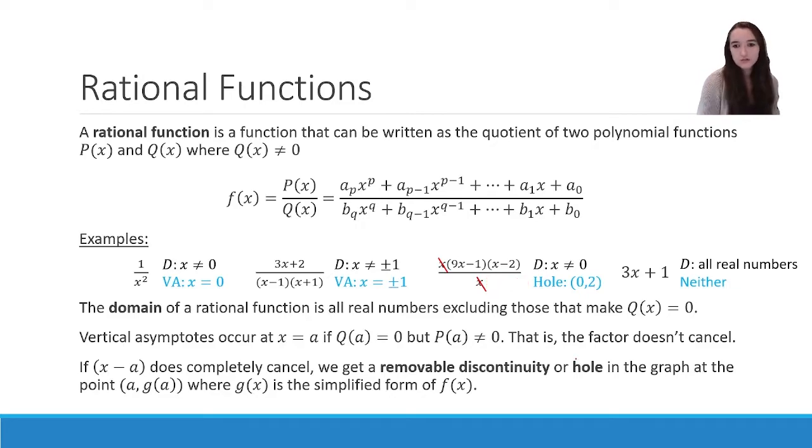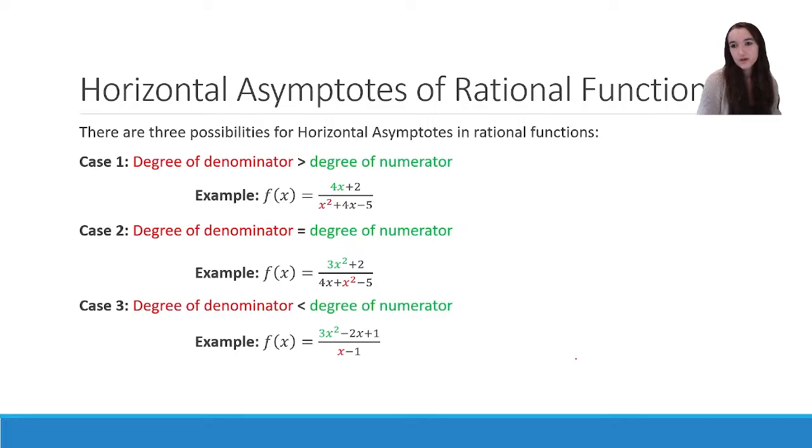Now, what about our horizontal asymptotes? These are a little bit trickier because there's something you have to kind of memorize about them. So we get these 3 cases. It's all about the degree of our numerator versus the degree of our denominator.